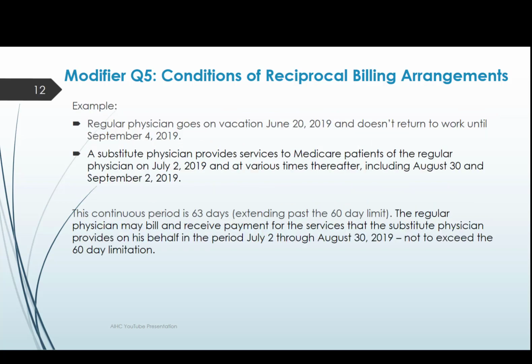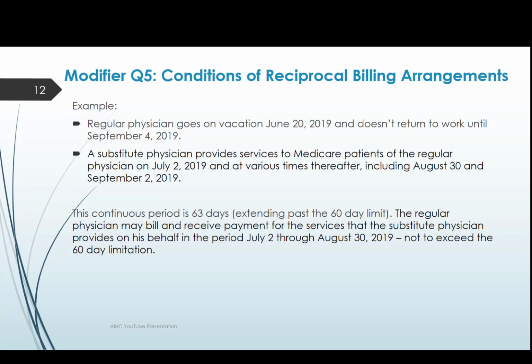Let's try an example. In this example, the regular physician goes on vacation, say June 20th, 2019, and doesn't return to work until September 4th, 2019. A substitute physician provides services to Medicare patients of the regular physician on July 2nd, 2019, and at various times thereafter, including August 30th and September 2nd.